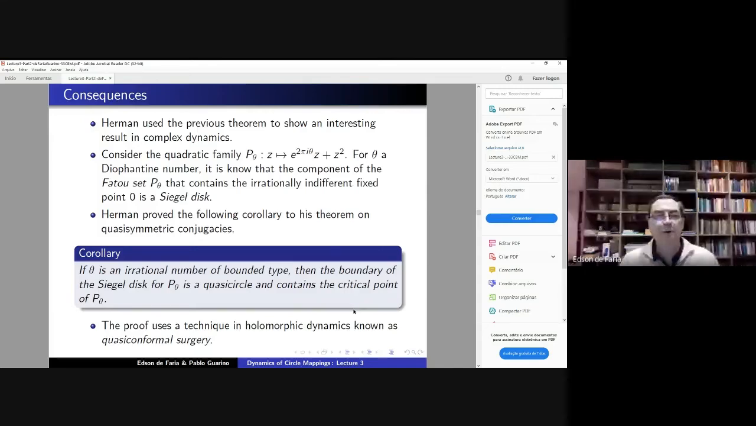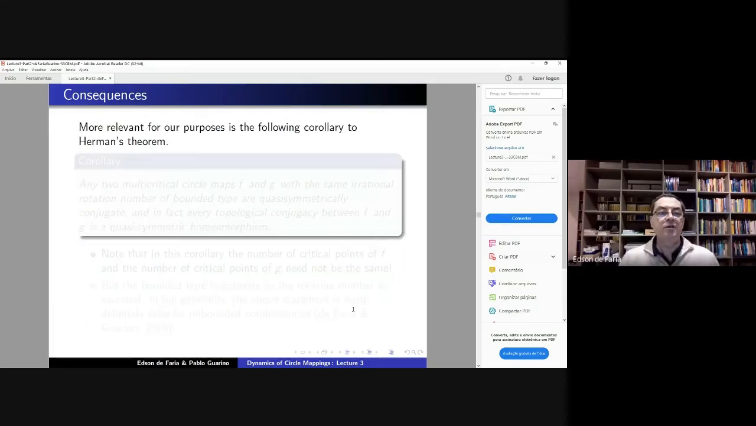Of course, there are several details here, but you use the quasi-symmetry. I mean, you use Herman's theorem. You use the fact that the map on the boundary is quasi-symmetrically conjugate to a rotation, okay, to do the gluing. Anyway, that's a nice consequence, but we are not so much interested in this. In this course, we are actually interested only in circle maps.